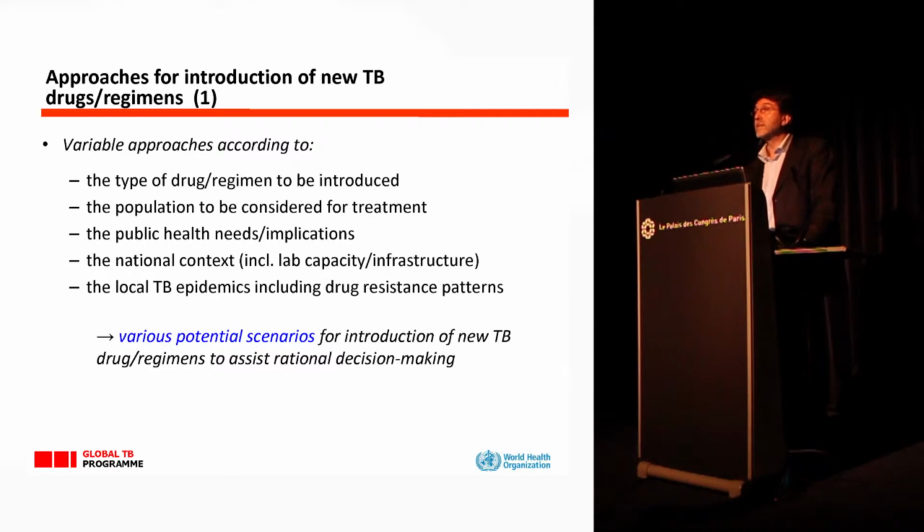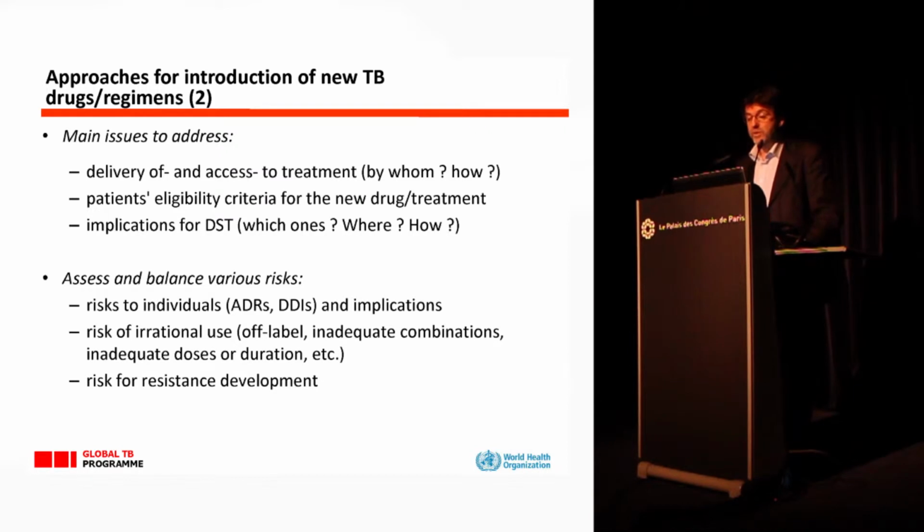So we can then start to think of various potential scenarios for the introduction of new TB drug. And these scenarios, in fact, the advantage of starting thinking now about them is to assist rational decision-making at country level. So for that, we have to address a series of issues, like delivery of the new drugs or treatment, by whom, to whom, and then the access. Who will be accessed and how? The eligibility of the patients and which criteria should be set for eligibility for the new drugs and treatment. And then, of course, the implication for the drug susceptibility testing, which ones, where, and how in terms of placement.